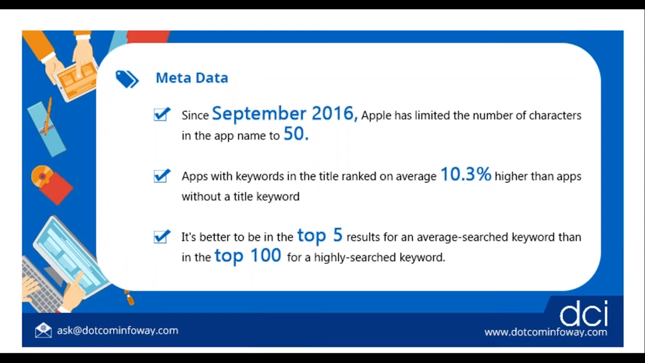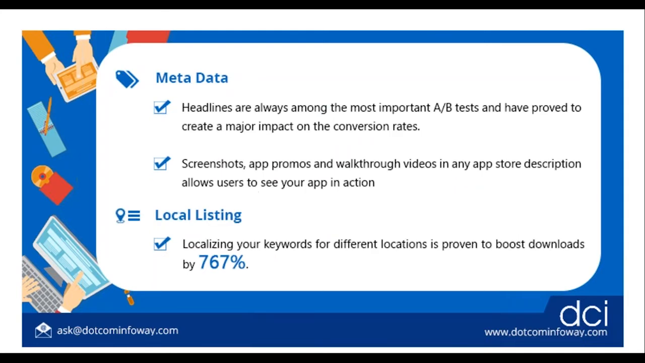So localization is very crucial in your conversion ratio and the user engagement for the application. Metadata is always important, and since 2016 Apple has actually limited the number of characters, and headlines are always among the most important A/B tests and create a major impact on the conversion ratios. The screenshots, app promos, and walkthrough videos in any app store description allow the user to see your app in action. So that's very important to optimize them.